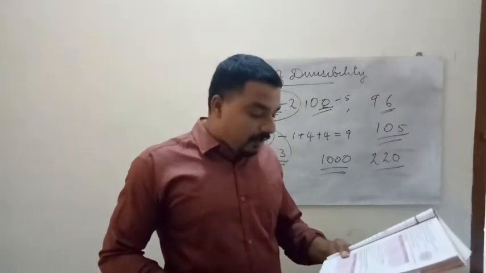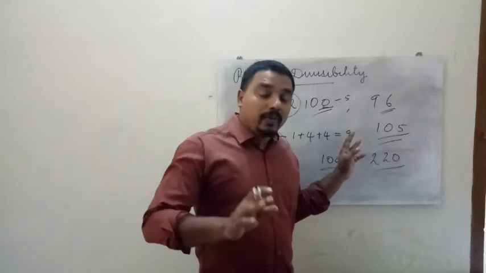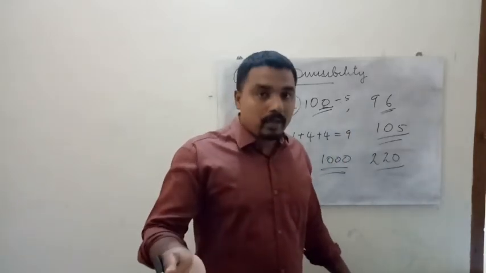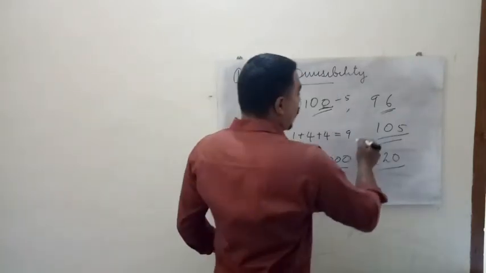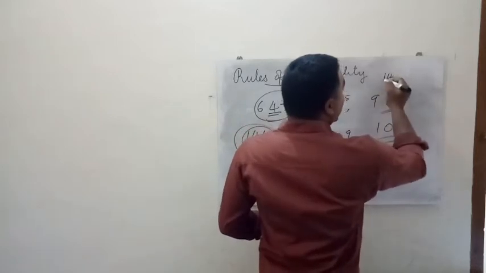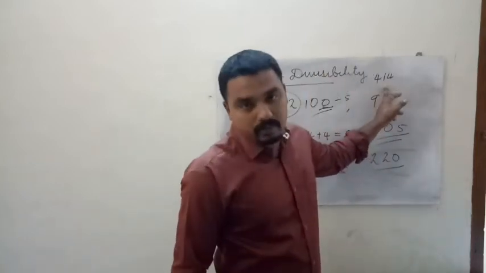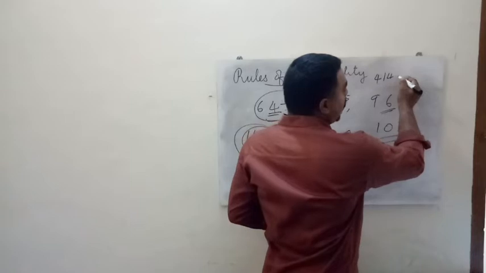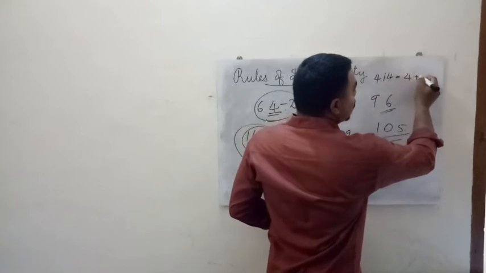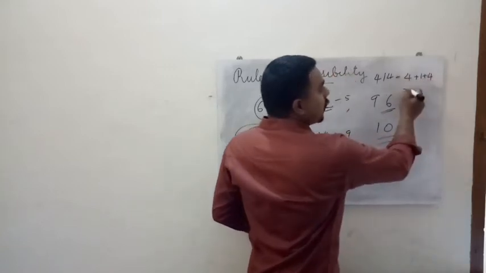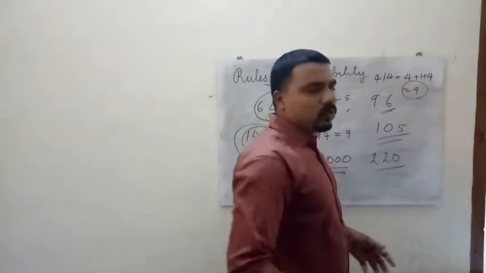9 is also the same way as we have done for 3. We have to find the sum of the digits of the given number, and we have to see whether the sum is exactly divisible by 9 or not. For example, one number I am writing here, 440. We need to find the sum of this number. We have to separate the digits. There are 3 digits. 4 plus 1 plus 4. How much is it? 9 only. So this 9 is exactly divisible by 9.